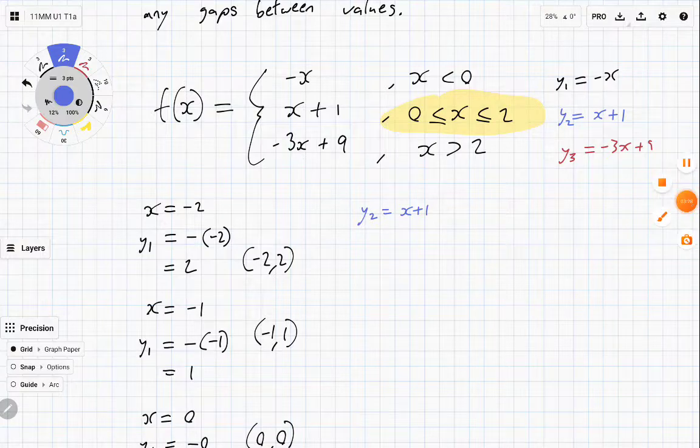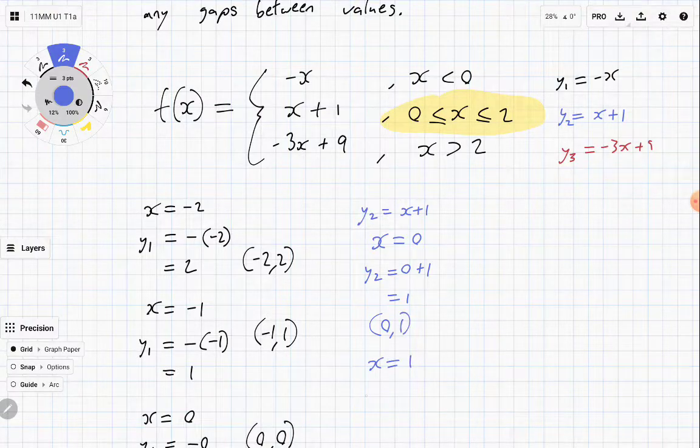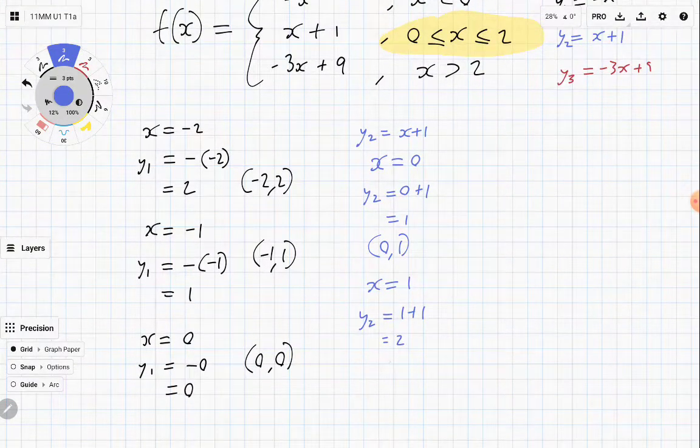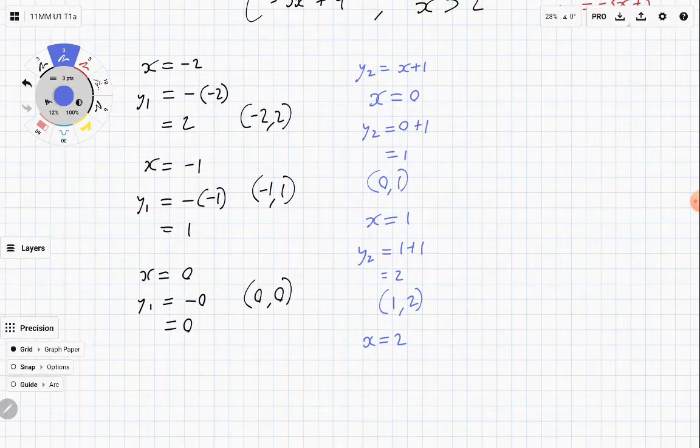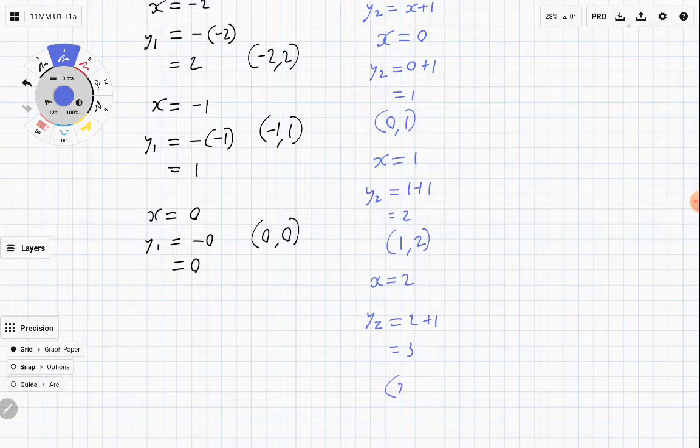So x is equal to 0. Well then, y2 is equal to 0 plus 1, or 1. So we have 0, 1 as a point. x equals 1, we get y2 is equal to 1 plus 1, 2. So we get a second point, 1, 2. And for our third point, x is equal to 2, which is our second changeover spot. We're going to get y2 is equal to 2 plus 1, which is 3. So we get the point 2, 3.